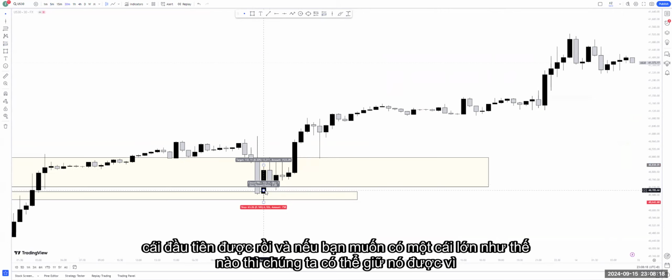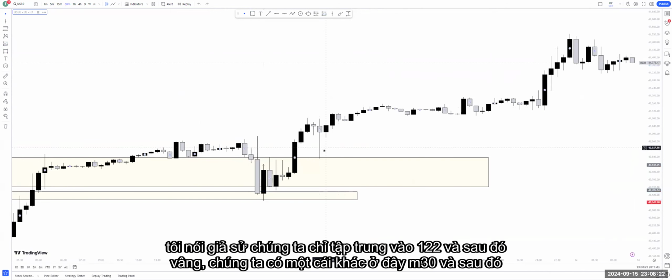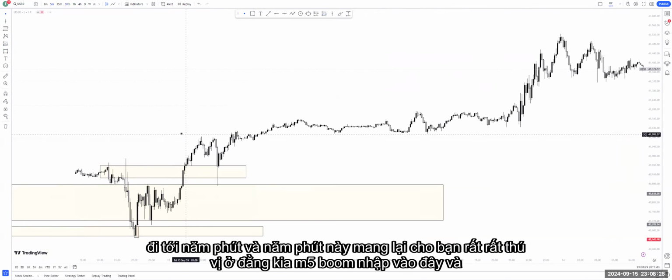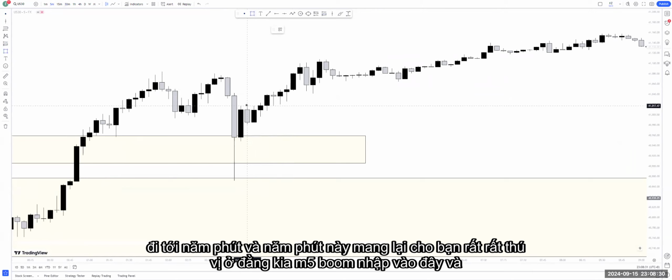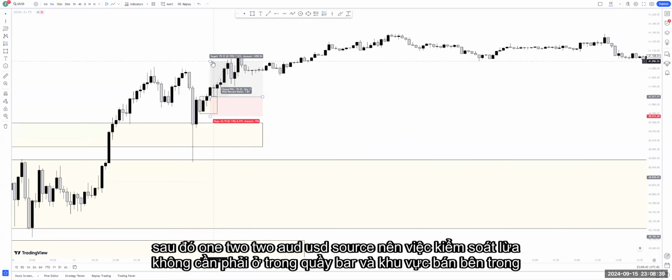And if you wish to have a big R, we can hold it. As I say, let's say we're just focusing on 1 to 2, and then we have another one here, M30, and then go to 5 minutes, and this 5 minutes gives you a very cool setup over there. M5, boom, enter here, and then 1 to 2.